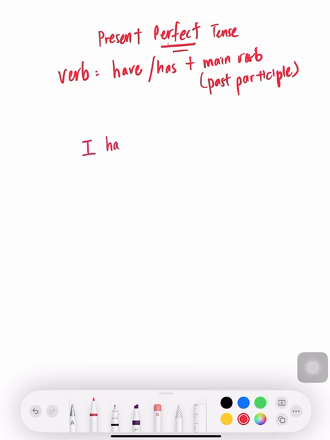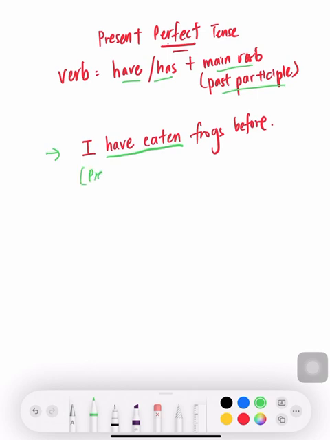I have eaten frogs before. So look at the verb here. The verbs are have and eaten. So it fulfills the formula of have or has, and the main verb must be past participle. So this is present perfect tense.